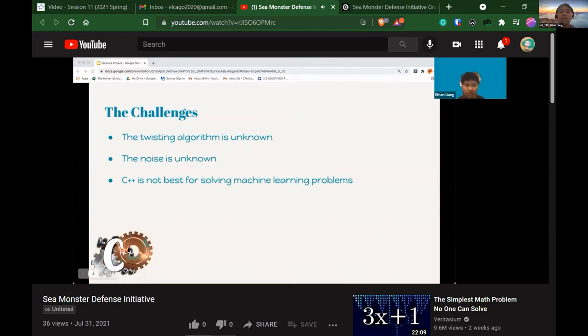Although it was easy to encrypt and twist the message, untwisting it was the hard part. The first challenge was that the twisting algorithm is unknown. During the untwisting part, we must assume that we are Kate and do not know the twisting algorithm. This makes it much harder to decode. What's worse, we don't know the noise. It's impossible to create some equation that satisfies all noises. The last challenge is that C++ isn't very efficient for solving machine learning problems. For example, Python has an MLP classifier class that can help train the model. On the other hand, C++ doesn't have a built-in class for this.